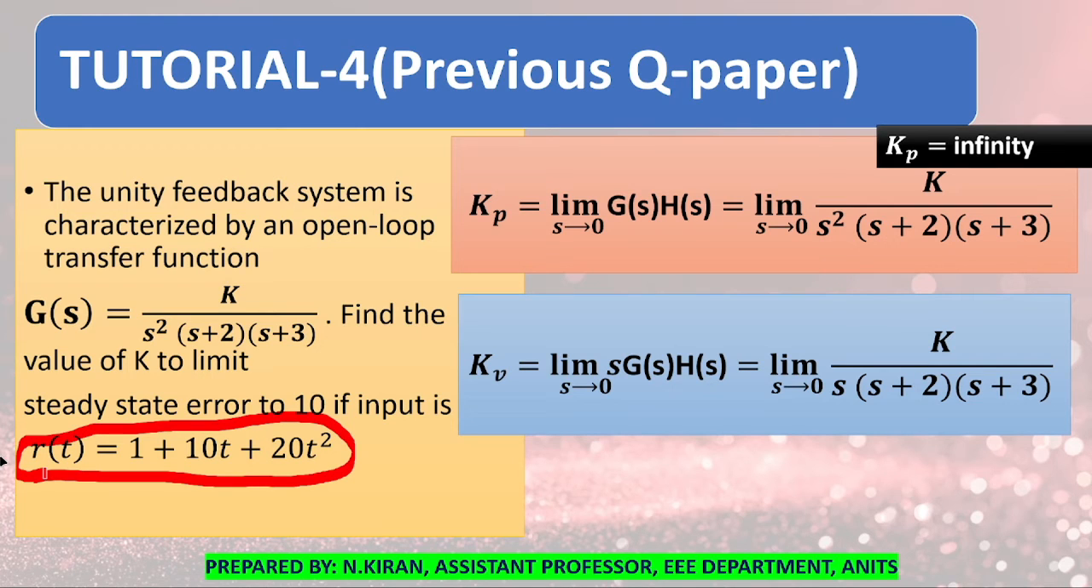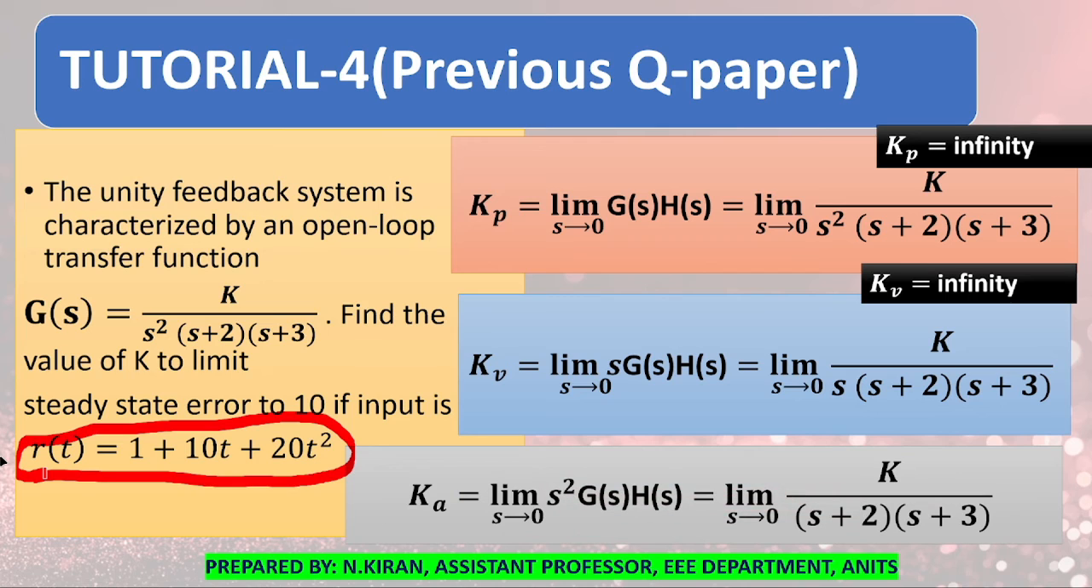So one s term gets cancelled. Still there is another s term in the denominator, which will give me the value of Kv as infinity when I substitute limit s tends to 0. And lastly, Ka is limit s tends to 0 of s square into G(s) into H(s). So this will cancel the s square term in the denominator, and upon applying the limit s tends to 0 will give me the value of Ka as K by 6.